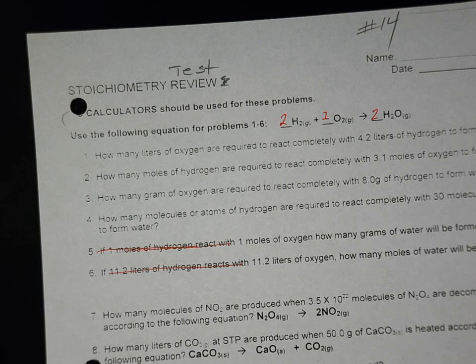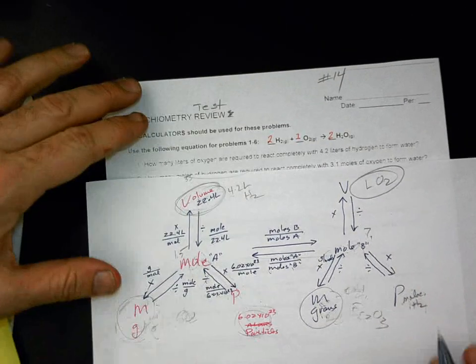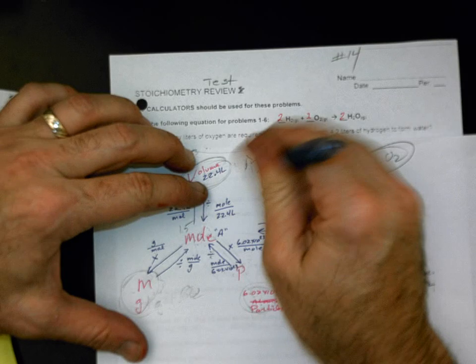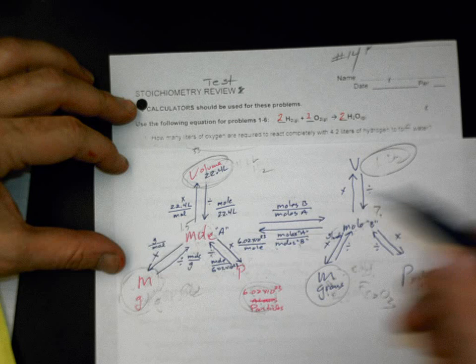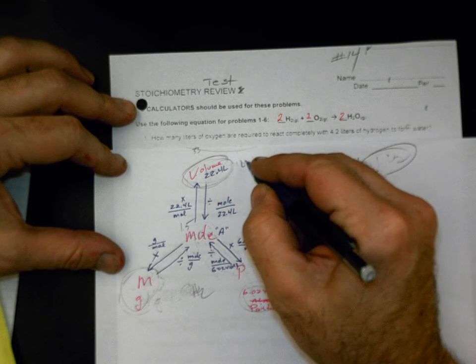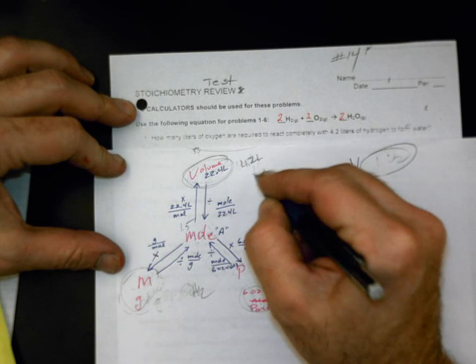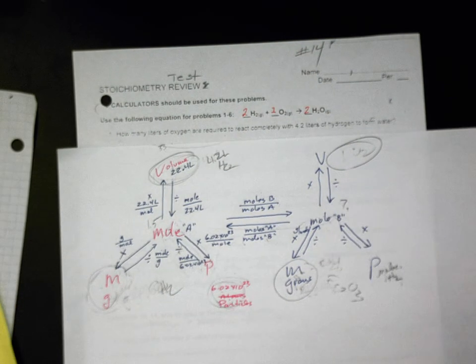So question number 1 is asking how many liters of oxygen are required to react completely with 4.2 liters of hydrogen. What I'd recommend is get out your handy-dandy conversion roadmap. I think this one may be already set up. We are given in this problem 4.2 liters of hydrogen. So I'm going to call this side of my equation molecule A, which is hydrogen, and we're given 4.2 liters of hydrogen. That's where I'm going to start. We're asked to calculate how many liters of oxygen, so molecule B is going to be liters of oxygen.